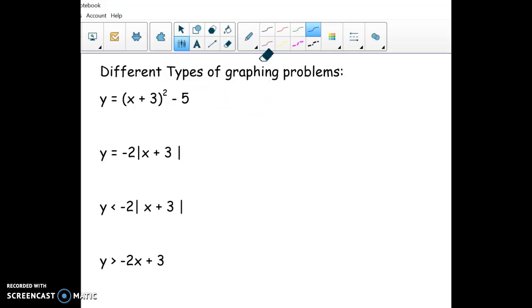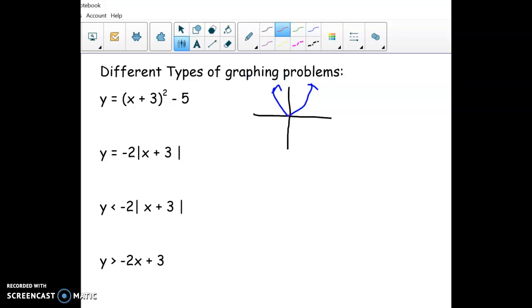Okay, so graphing is what we're going to review today, and there's all sorts of different types of graphs that are going to be on the test. So I'm just going to review them here briefly. If it has a square in it, we know it's going to be a parabola shape, right? So the squared ones are parabola shapes. Okay, and then you just got to remember the shifting idea.